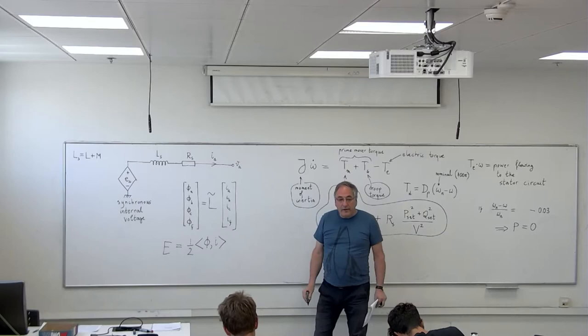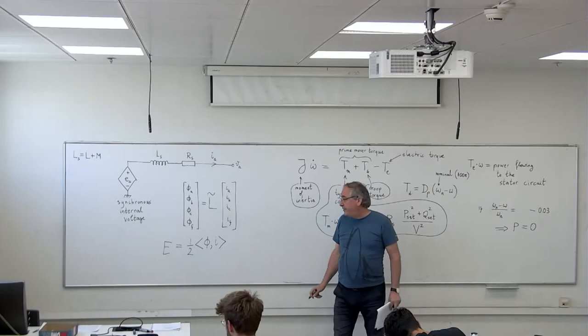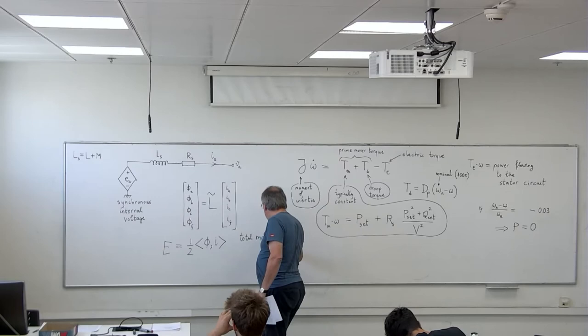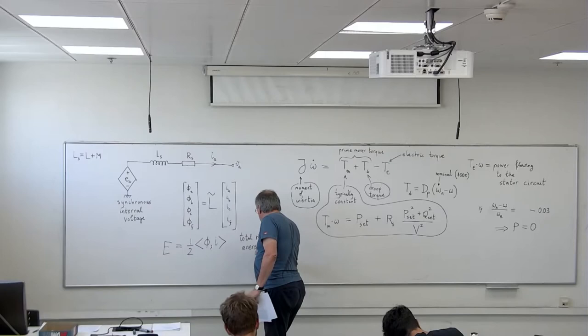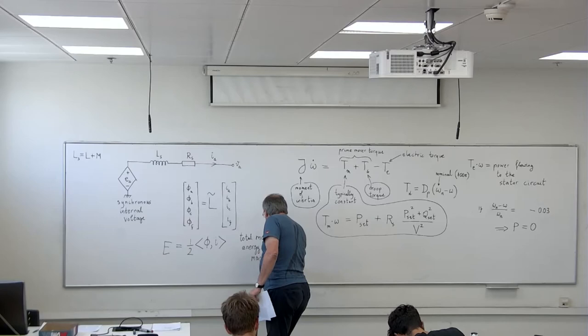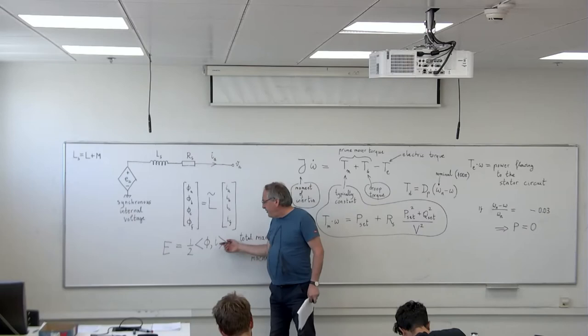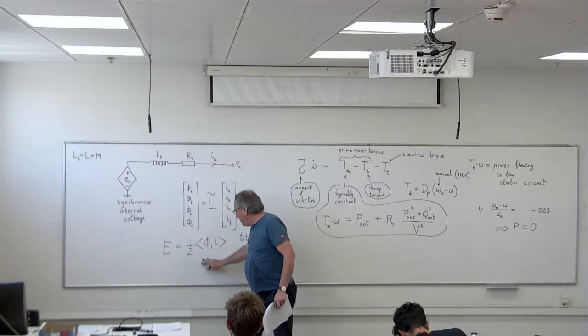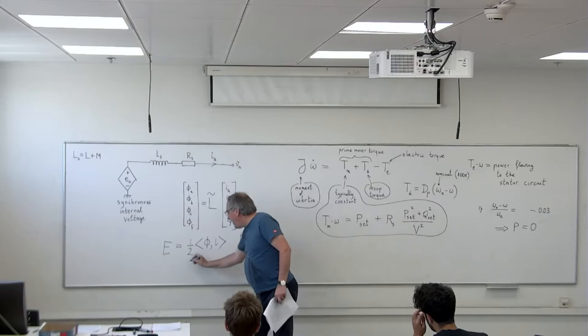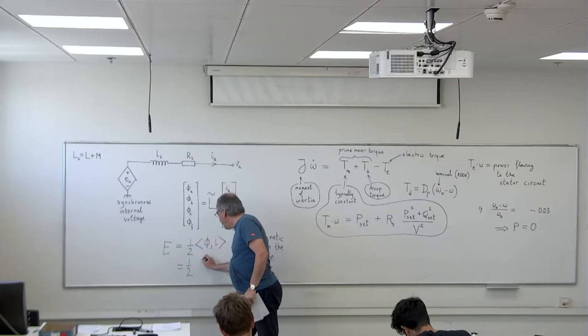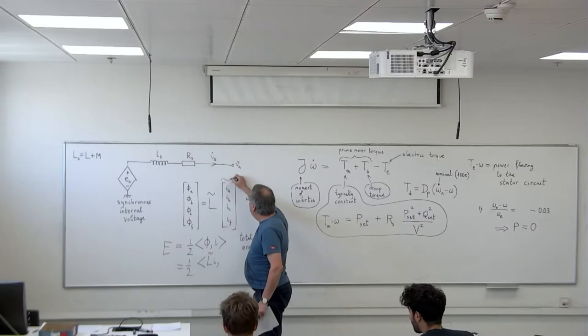This is a fact from physics, that this is the total magnetic energy in the machine. For one inductor it's pretty clear that this is the case, and the same is true also for the system of inductors. So I can also write this as 1/2 of I transposed L tilde I, where I is the vector of currents.